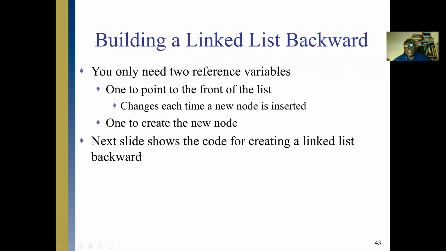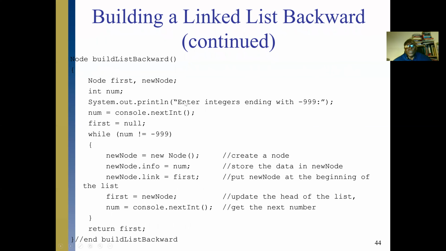We can also build a linked list backward. Backward means we're going to set the item at the first section instead of at the end. So for the backward, we need the first and the new node, and then null. We don't need the last because we are setting the item at the beginning, the backward.